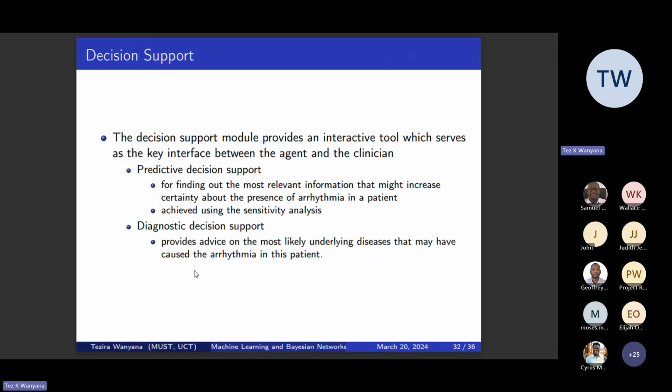And so I'll take the next maybe about 5 minutes and discuss the decision support module, which we introduced in the extension. With the decision support module, we are providing 2 kinds of decision support to the user: predictive decision support and diagnostic decision support. Predictive decision support is mainly focused on finding out the most relevant information that might increase their certainty about the presence of arrhythmia.